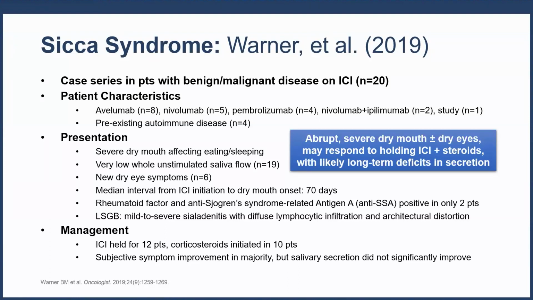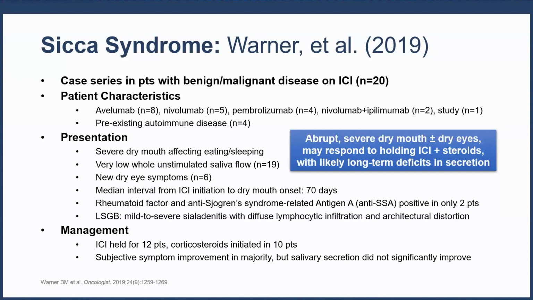4 of the patients, so 1 in 5, were noted to have pre-existing autoimmune disease. Keep that in mind. But all of them had severe dry mouth that affected their eating and sleeping. They had very low saliva flow. They had new dry eye symptoms in a minority, so 6 out of the 20, not quite half, but definitely a significant number that still had dry eye symptoms, even though it's less common. The normal interval fits within that 3-month time frame that I just talked about. Again, the markers, the antibodies, are not positive in most patients. And we had inflammation of those salivary glands in the majority of patients, mild to severe, that was noted.